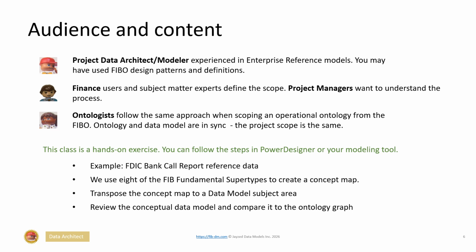This class is a hands-on exercise. You can follow the steps in PowerDesigner or your data modeling tool. The example we will be looking at is the FDIC bank call report reference data. We use 8 of the FIBO fundamental supertypes to create the concept maps. We transpose the concept map to a data model subject area or package. We review the conceptual data model and compare it to the ontology graph.